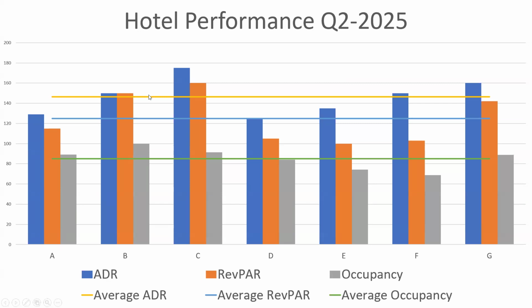So we can see the averages are the lines. The average ADR is yellow, so any blue bars above the yellow line exceeded it. And then the blue line is our RevPAR. Even if you have no idea what these words mean, ADR, RevPAR, occupancy percentage, you can interpret the data based on the question that's asked. So which one has exceeded all three metrics? Okay, which hotel is the best performing hotel? Okay, why do you say C?